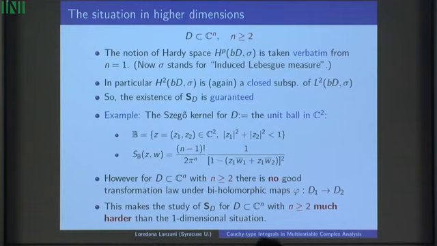Now, in one variable, the theory of conformal maps grants that the square root of the derivative of the conformal map is meaningful. Is in fact in a Hardy space. It is in H2. But in higher dimension, there is no guarantee that you have a uniquely defined square root of the biholomorphic map. So there is no good transformation law. And this makes the study of the Szego projection in higher dimension much harder than the one-dimensional setting.